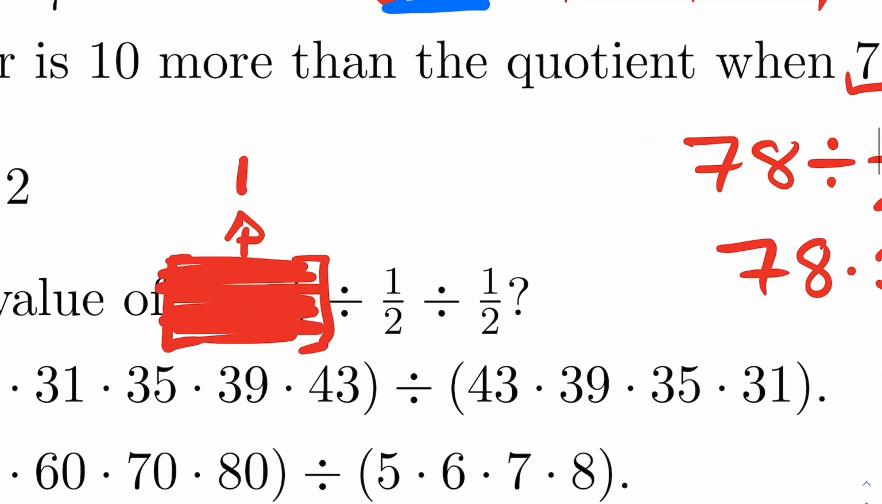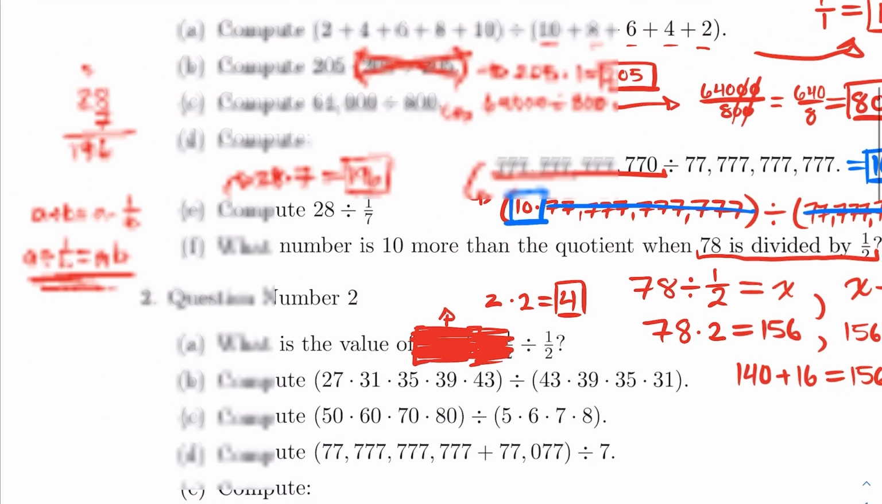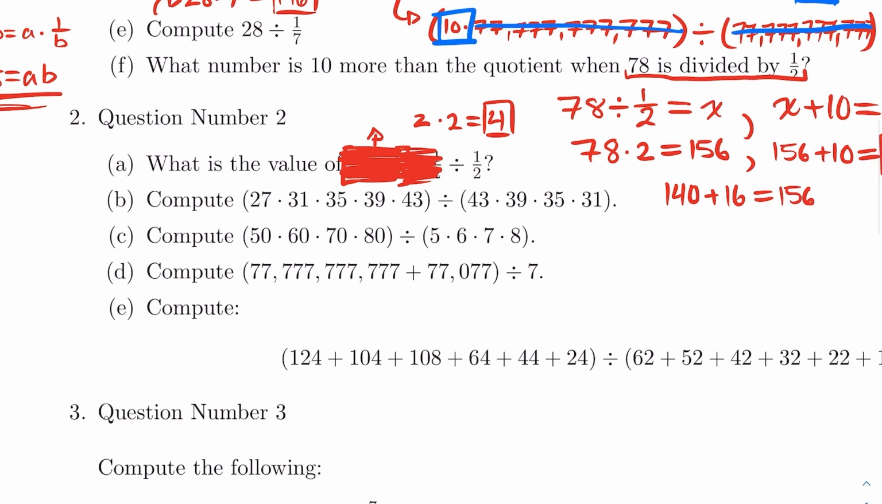So now we need to do 1 divided by 1/2. Well, that's going to be the same thing as 1 times 2. So we can cross this out, and now we have 2. And finally, 2 divided by 1/2. That's the same thing as 2 times 2. And so our final answer is 4, for section A.